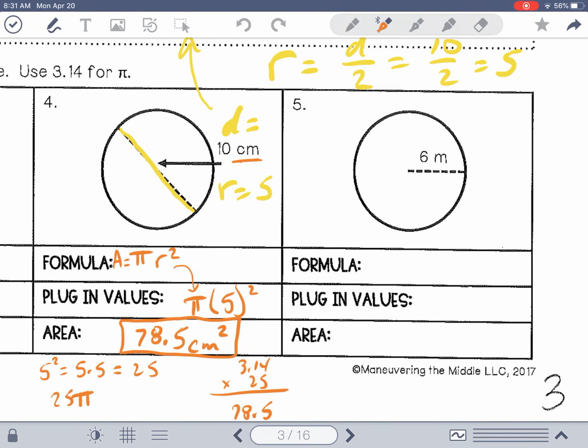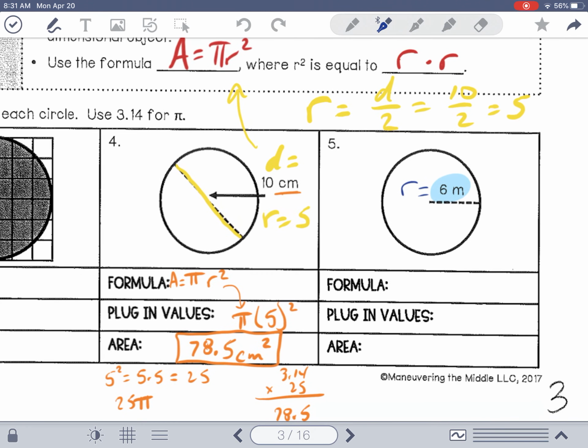Okay, so look at number 5. Number 5 already gives you the radius. So you don't have to find it like we did in the last problem. Okay, so as you go through here, let me give you a moment to take a screenshot of this example problem with also having the equation up at the top. Okay, so that's the area of a circle.